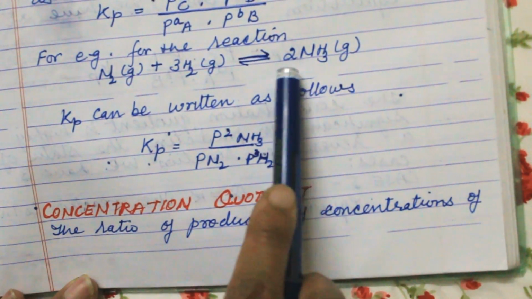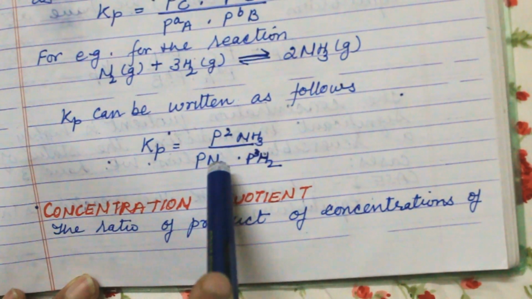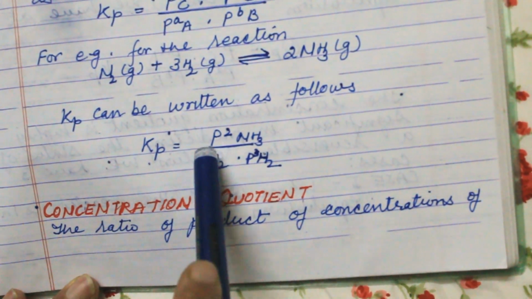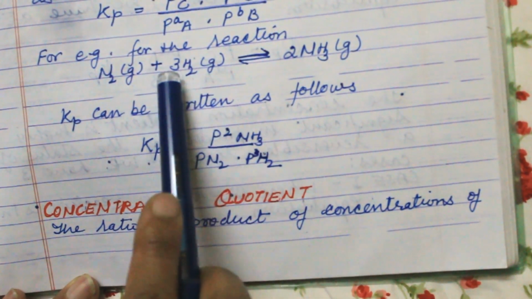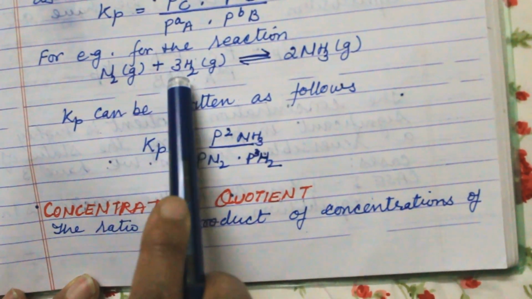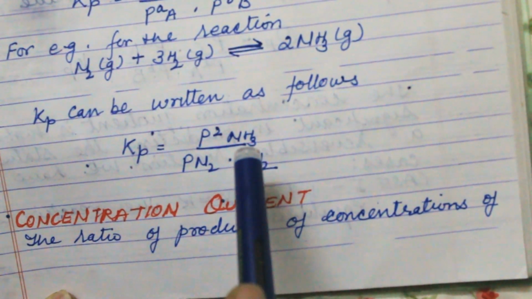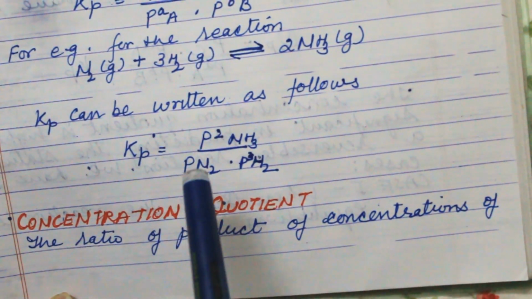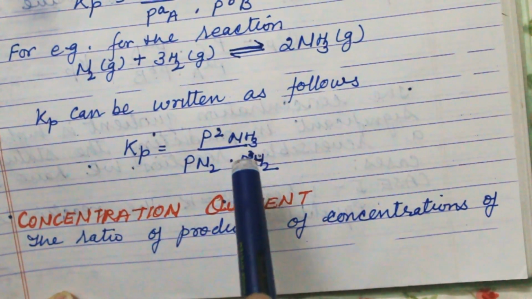Because here the coefficient for NH3 is 2, the power is 2 on its partial pressure, and for N2 no coefficient is there, so no power is on the P. So P of NH3 to the power 2, and for H2 the coefficient is 3, so P of H2 is to the power 3. This is the way we write down the equilibrium expression for the partial pressure of the gas.